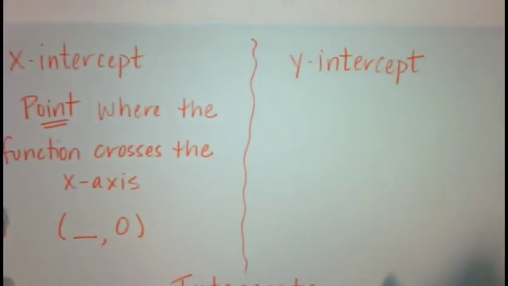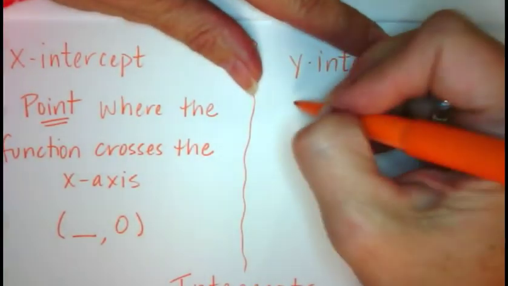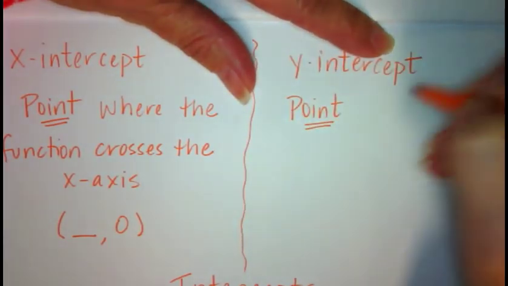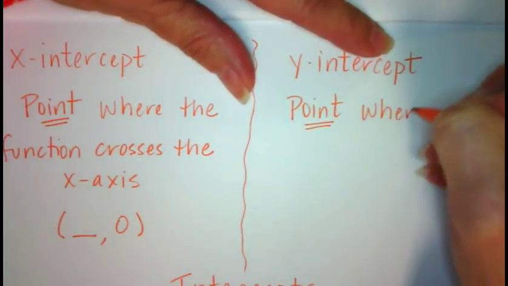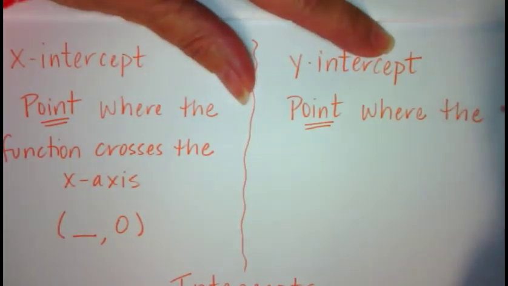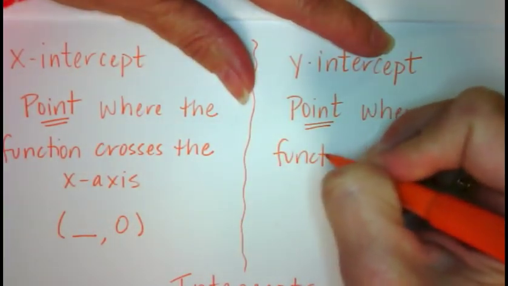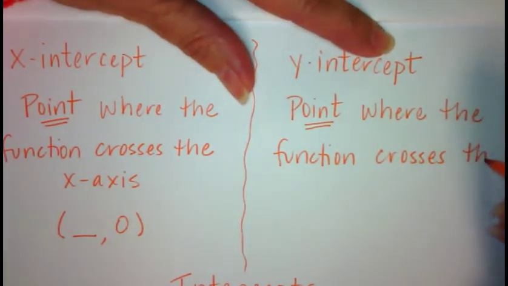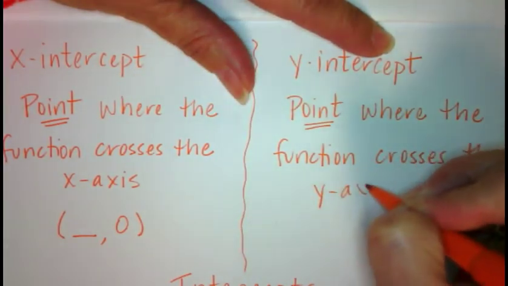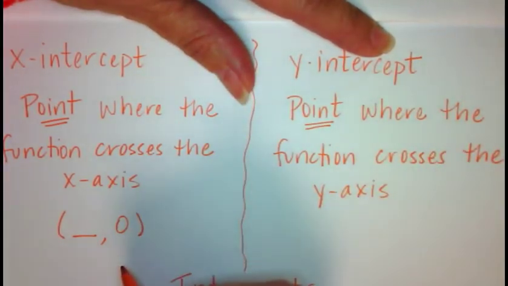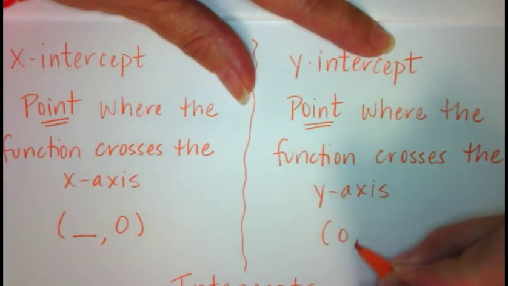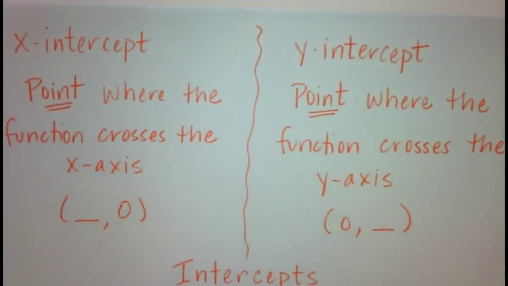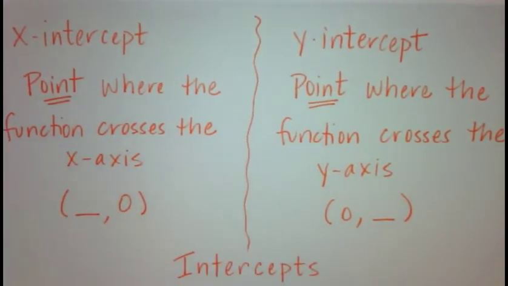All right, similar to that is the y-intercept, except this time it is going to cross the y-axis. So we are talking about the point where the function crosses the y-axis. And similar to the ordered pair here, the y-axis is where x is 0. So your ordered pair will always be 0, something for the y-intercept.